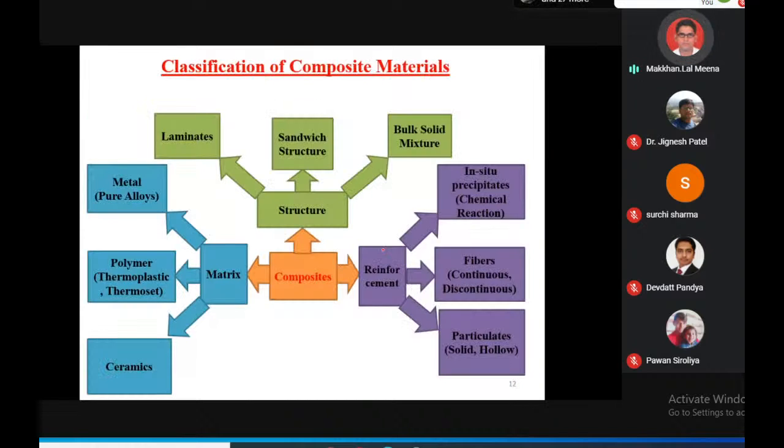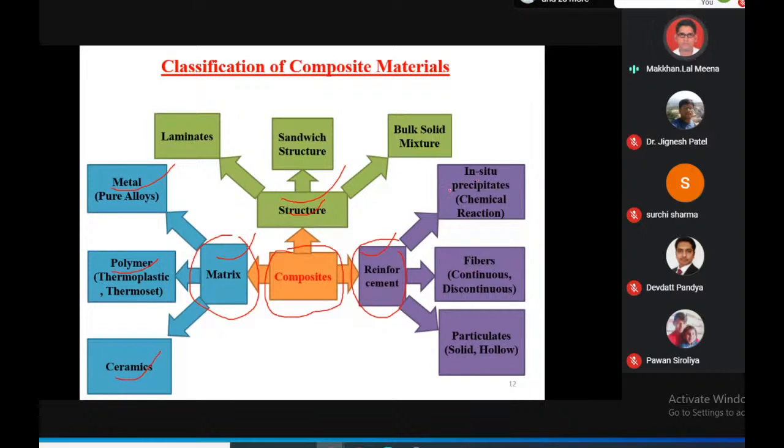So now, based on the type of matrix materials, we can see in this diagram that composites include matrix and reinforcement. So composites are classified based on matrix, based on structure, based on reinforcement. Based on the geometry, it may be sandwich type, bulk solid mixture, laminates. Matrix based, it may be pure alloys, polymer composite materials, ceramic composite materials.